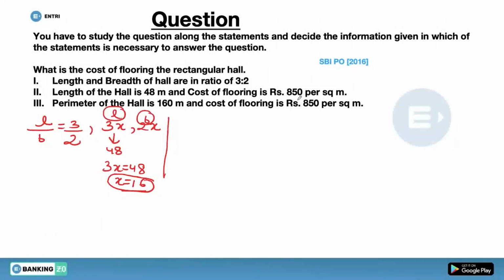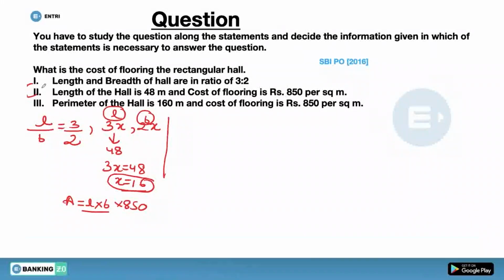So if I know the length, if I know the breadth, and we are told that the cost of flooring is rupees 850 per square meter, that means I can calculate the area by L into B, and by multiplying L into B with rupees 850, I can get my answer. That means using these conditions, I can calculate my answer. Now let's move on to the next part.